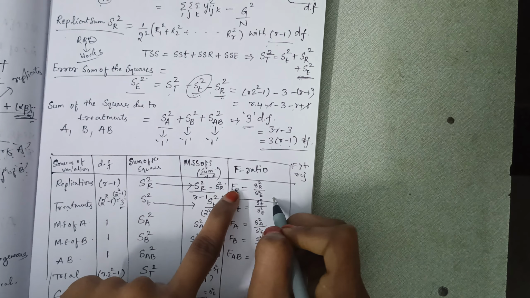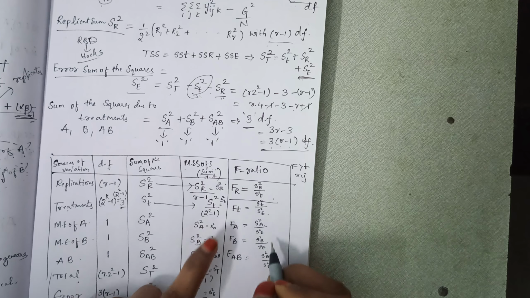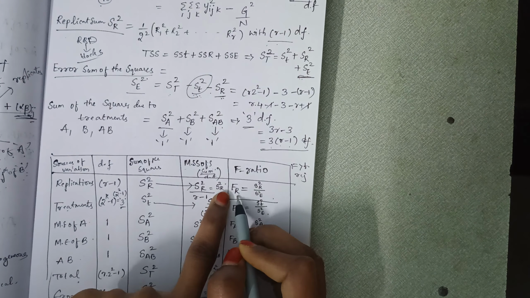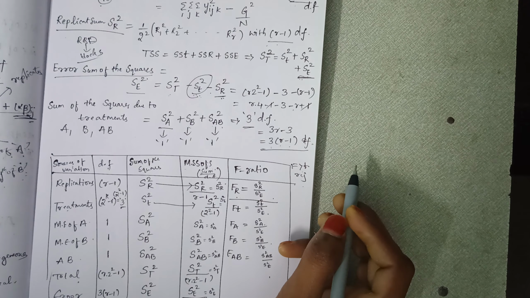So a conclusion has to be written separately for each one. If this F ratio is greater than the tabulated value, then reject, or else accept.